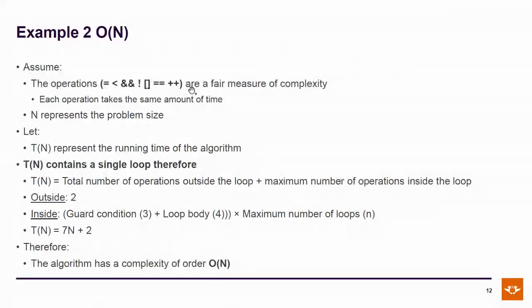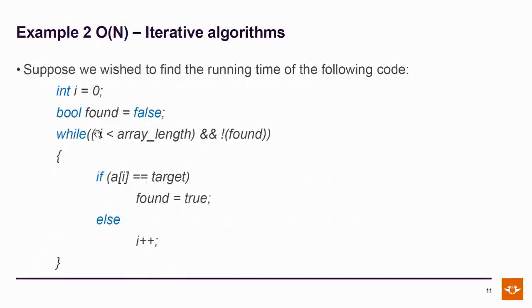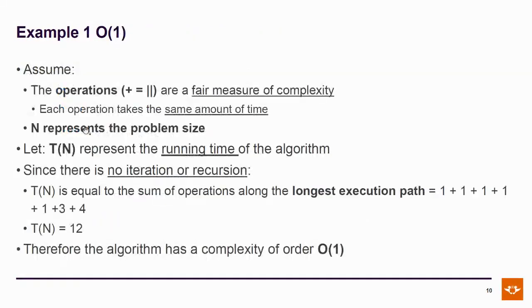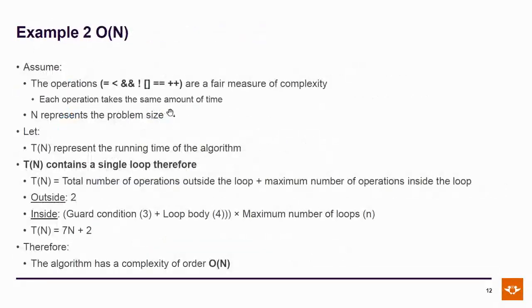So once again, we pick our operations and we count them. We say that they're a fair measure of complexity. They take the same amount of time. n is the problem size. Strictly speaking, now people who don't watch the lectures and who just skim through the notes are going to miss this. This would actually lose a mark now because it doesn't say what the problem size is, which variable or whatever controls it. In the previous one, it doesn't matter because there wasn't really a variable that controls anything. But here, I want you to also say in brackets or something, it's array length. That's what n is, the problem size.